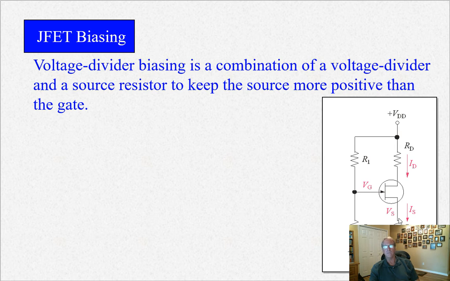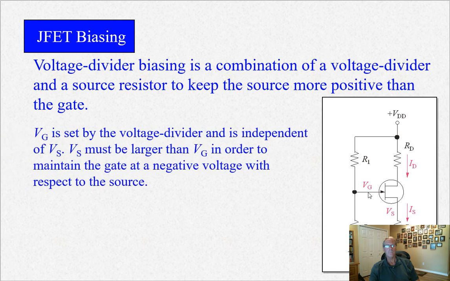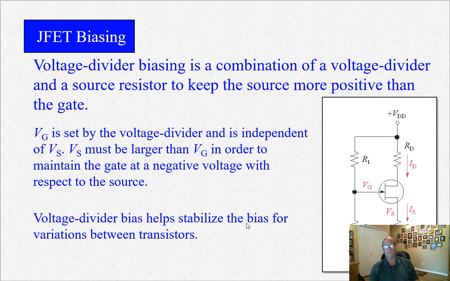You can still make it so the VS is positive with respect to the gate, but this stiffens up the gate voltage. Notice that we have so little current going into the gate that we completely don't have to worry about taking into account this source resistor at all, like we did with the BJT where we had an emitter resistor. We had to reflect that into this circuit in order to determine input impedance, input resistance, and so on. We don't have to do that because there's no current coming in here. It's basically almost disconnected from a current standpoint on the gate. So VS must still be larger than VG in order to get current going here. And like I said, the voltage divider bias helps stabilize the bias for variations between FETs, transistors.